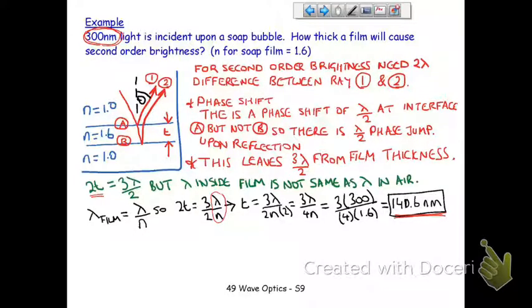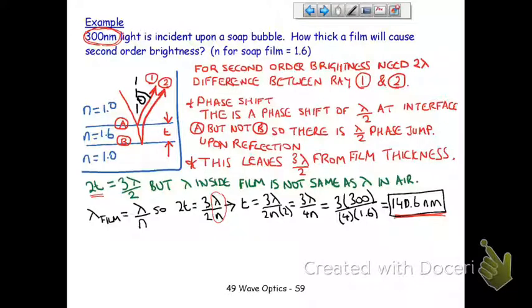Yes, it's when you go up and down, or down and up, you get the phase shift effect. And then the next thing is, work out what your wavelength is, work out how many wavelengths you need, and remember you can't use the wavelength in air, you've got to use the wavelength inside the film.